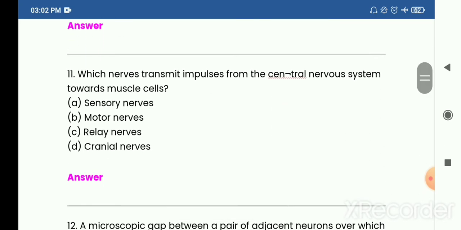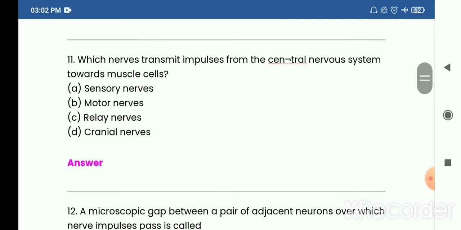Next question. Which nerve transmits impulses from the central nervous system towards muscle cells? The options are sensory nerve, motor nerve, relay nerve, and cranial nerves. So here the question is about the nerve that transmits impulses from the CNS towards the muscle, related to a motor organ.